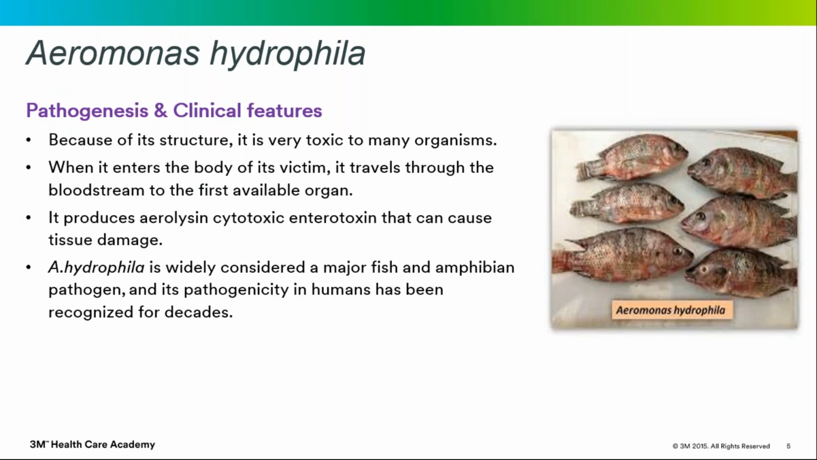Now coming to the pathogenesis and clinical features. Because of its structure, it is very toxic to many organisms. When it enters the body of its victim, it travels through the bloodstream to the first available organ. It produces aerolysin, a cytotoxic enterotoxin that can cause tissue damage. A. hydrophila is widely considered a major fish and amphibian pathogen, and its pathogenicity in humans has been recognized for decades.